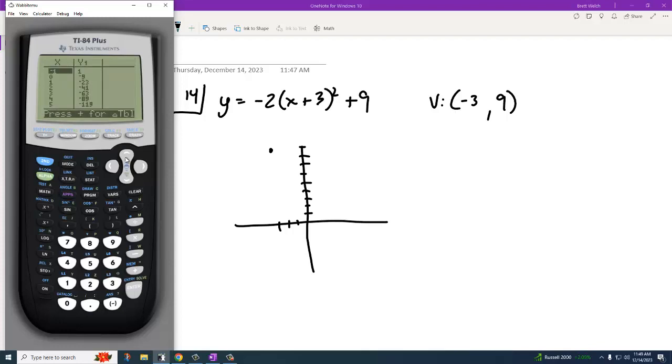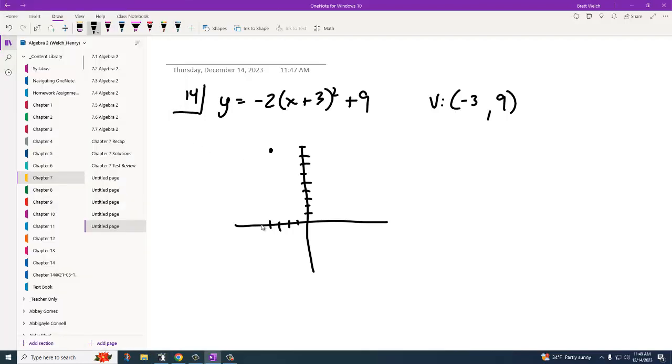In the table, I want to put negative 3, 9 kind of in the middle of the screen. And you can see the symmetry of the 7s and the 1s. So I'm going to go ahead and plot negative 5, 1 and negative 4, 7. Negative 5, 1 would be right there. Negative 4, 7 would be right around there. And there's coincidentally other points like negative 2, 7 and negative 1, 1. And that should be enough for me to create a really bad parabola.